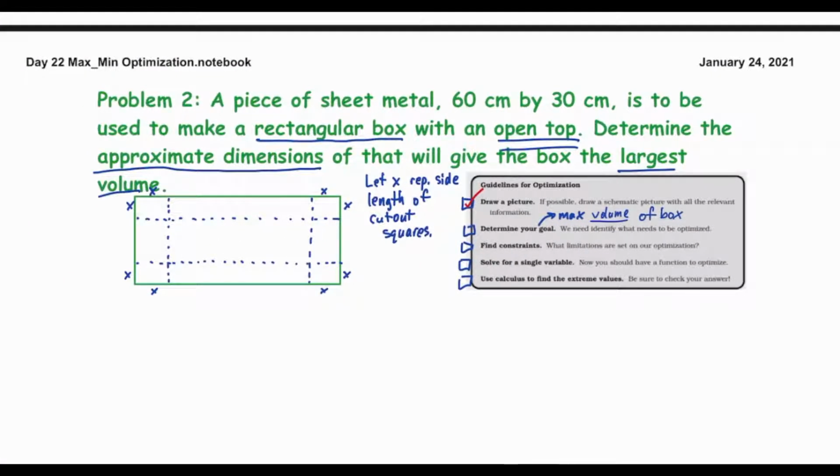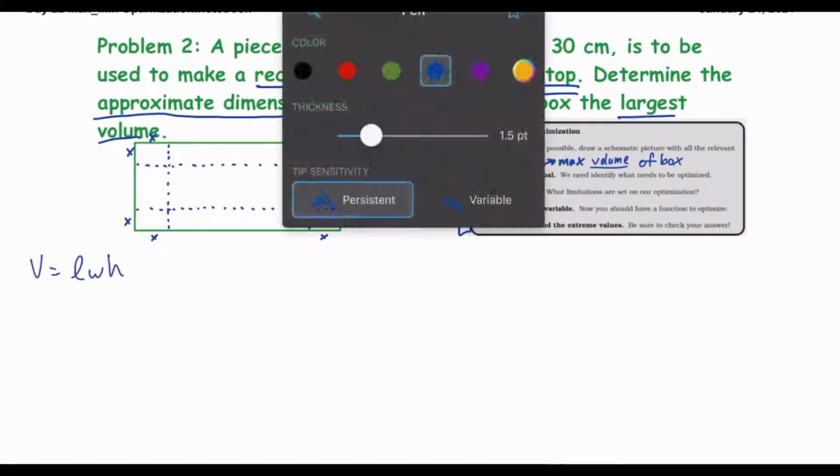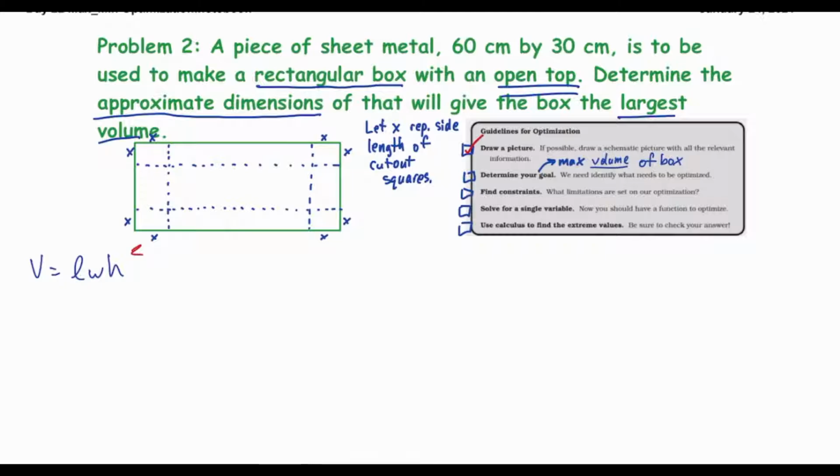So what do we know about the volume of a rectangle? I'll work on the left side here so I don't run out of room this time. Volume of a rectangle is going to be length times width times height. What do I know about the length of my box in this case? Well, it's going to be this dimension right here. And the length is given in the question. It's going to be 60 centimeters.